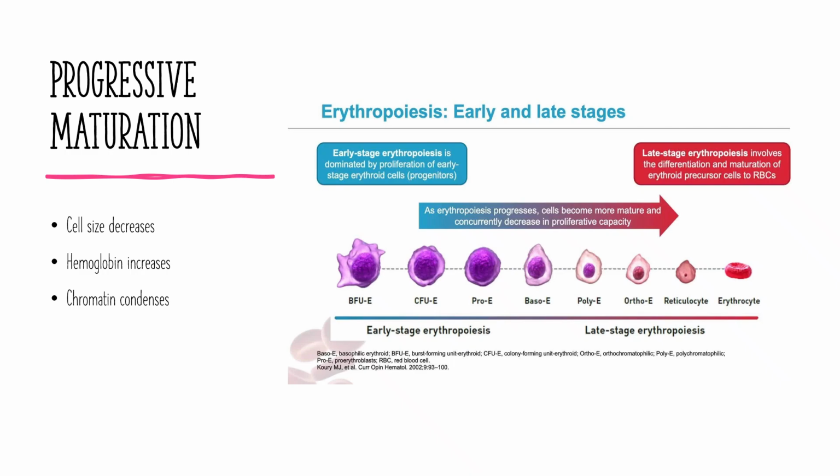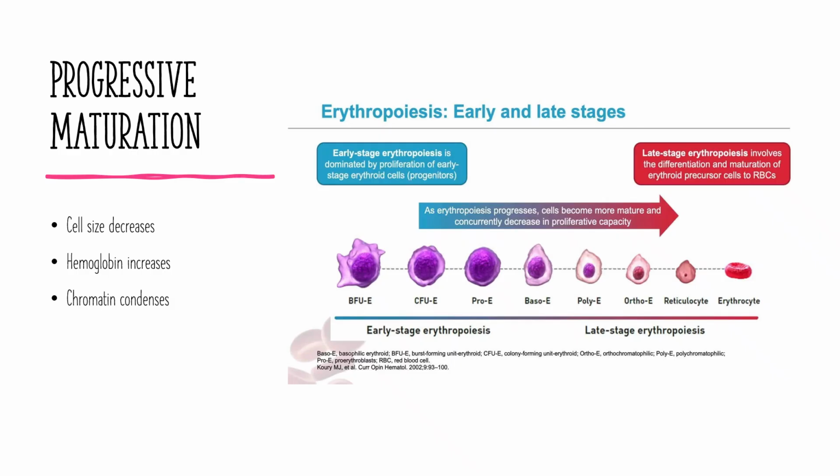Number 3, the chromatin condenses. Again, the nucleus transitions from open and active to dense and inactive. Eventually, it gets expelled entirely, a rare biological event. And 4th, proliferation decreases. Early stages divide frequently. Late stages stop dividing and focus on function.